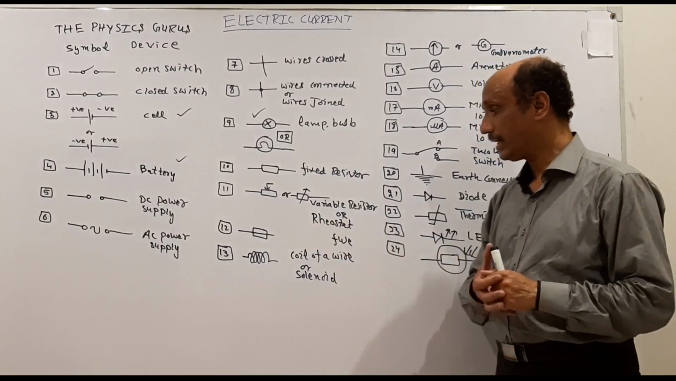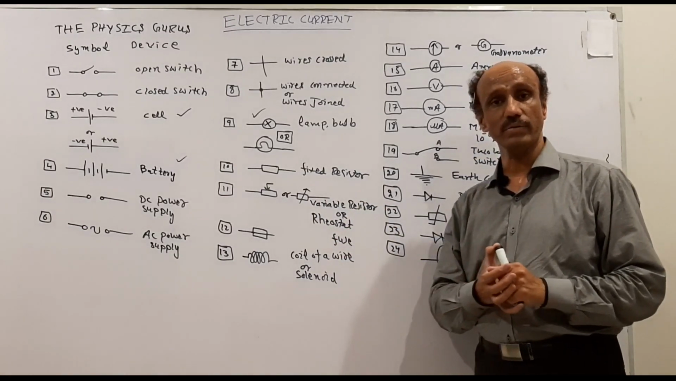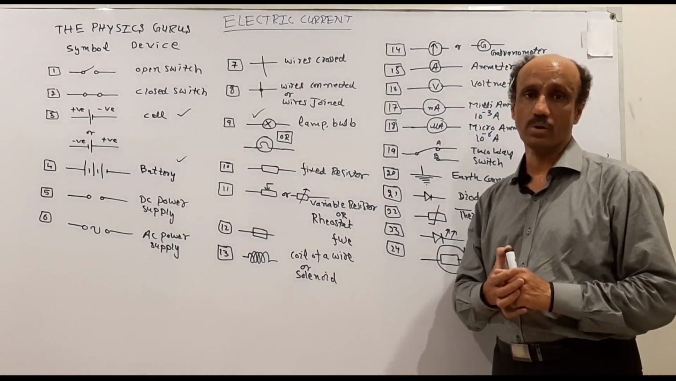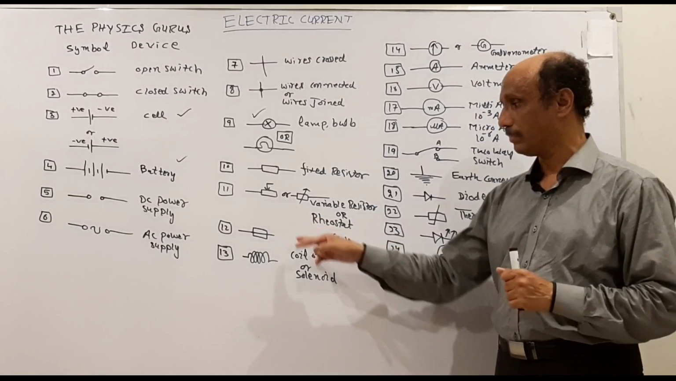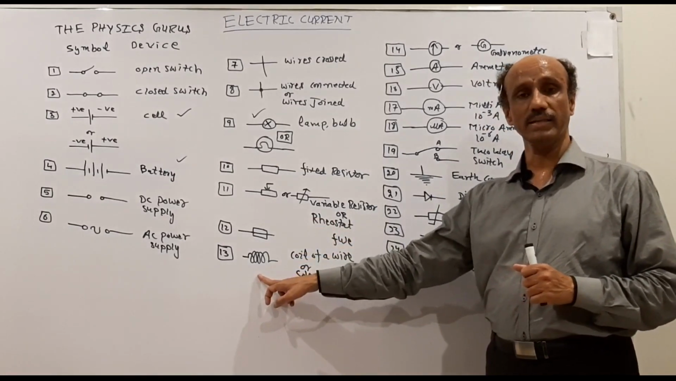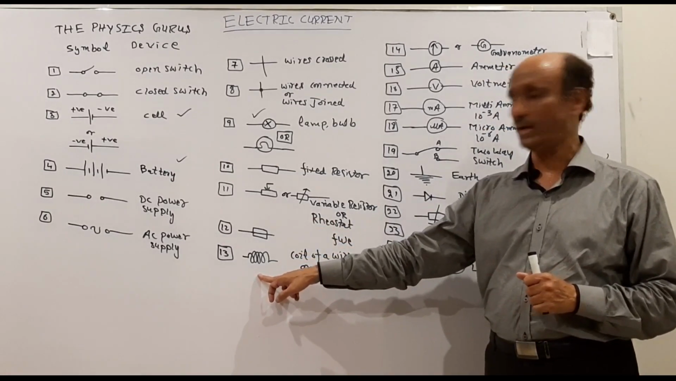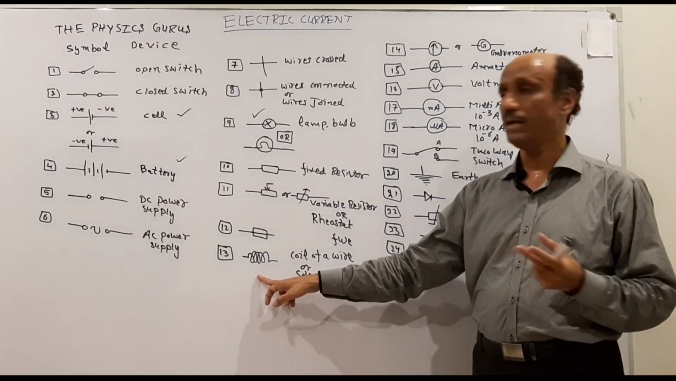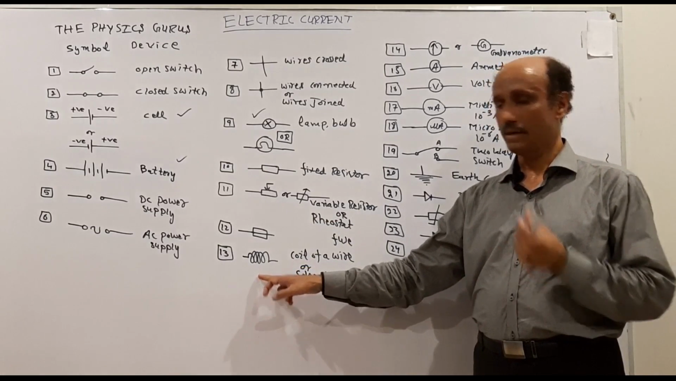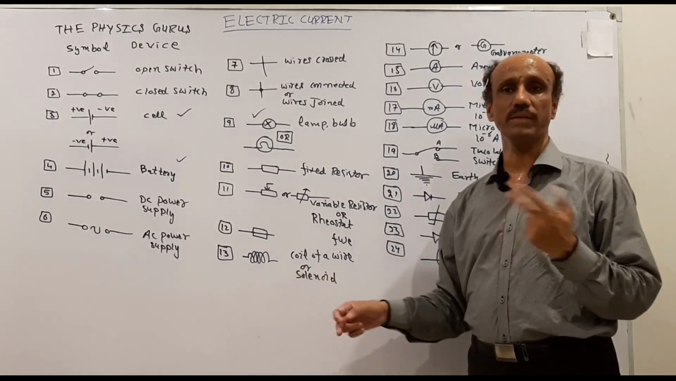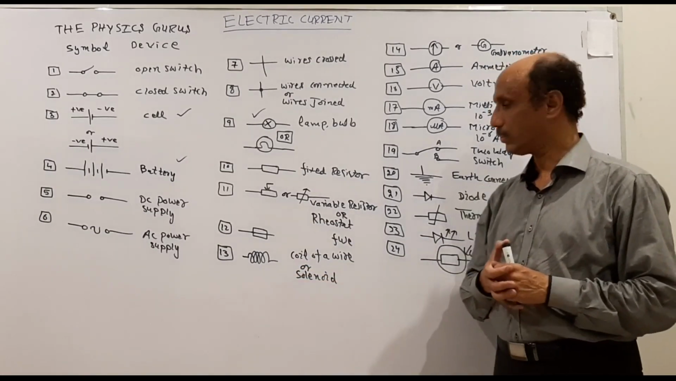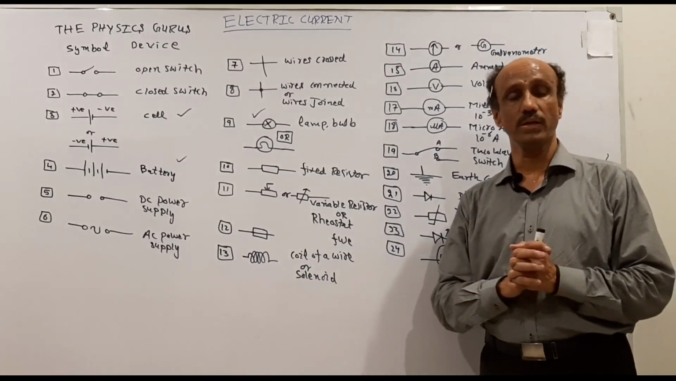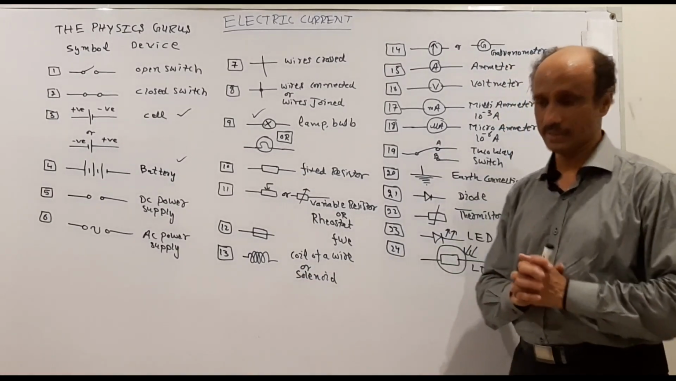The coil of the wire, and in the case of magnetism, we will not call it coil, we will call it a solenoid. So you have to remember these two symbols. In current electricity, it is called the coil of the wire, which is used in the tungsten filament bulb, the heating coil of the electric kettle, the heating coil of the iron, and the solenoid that is used in electromagnetic devices.